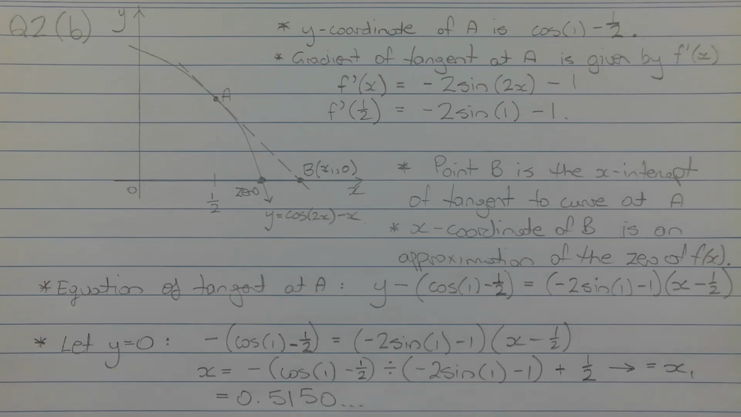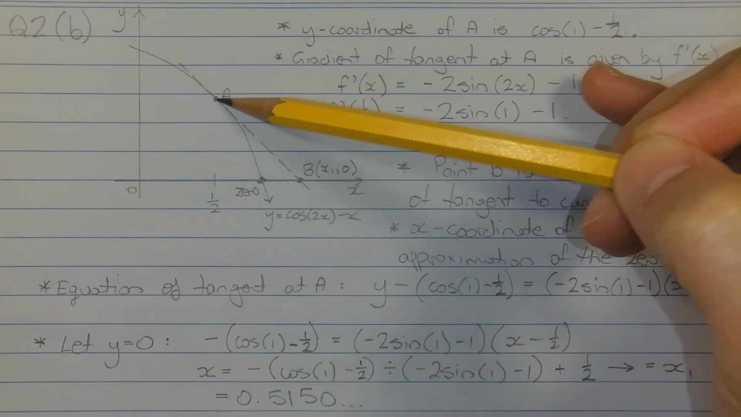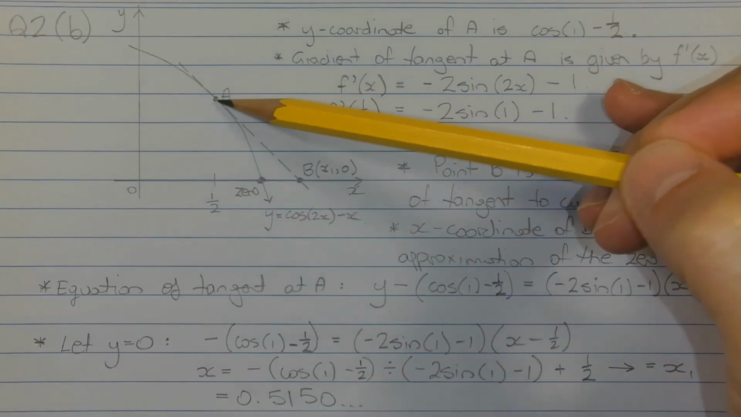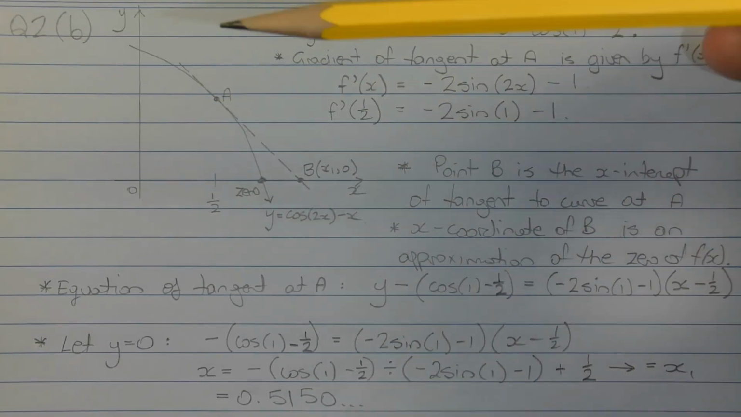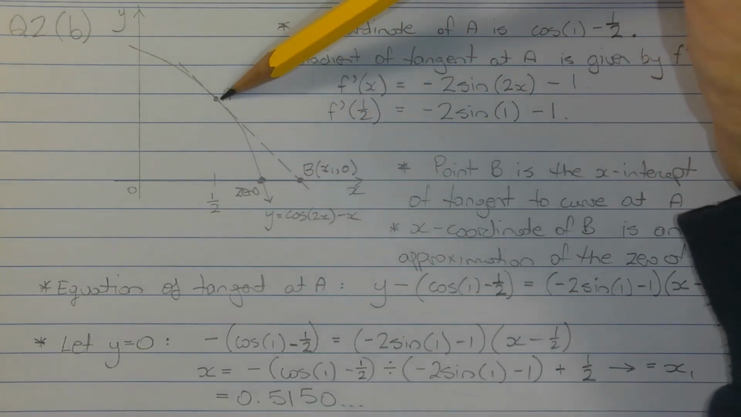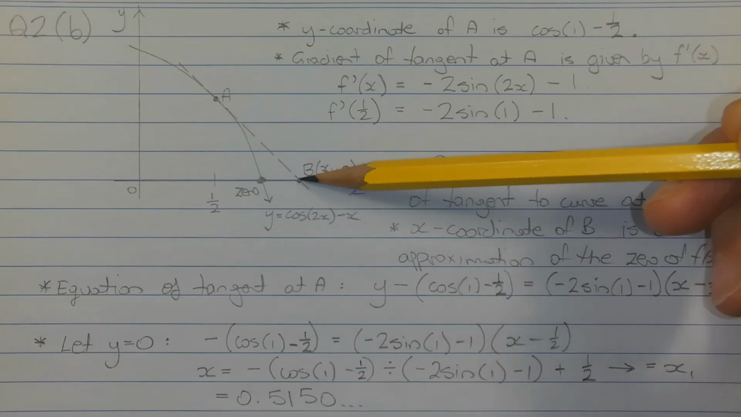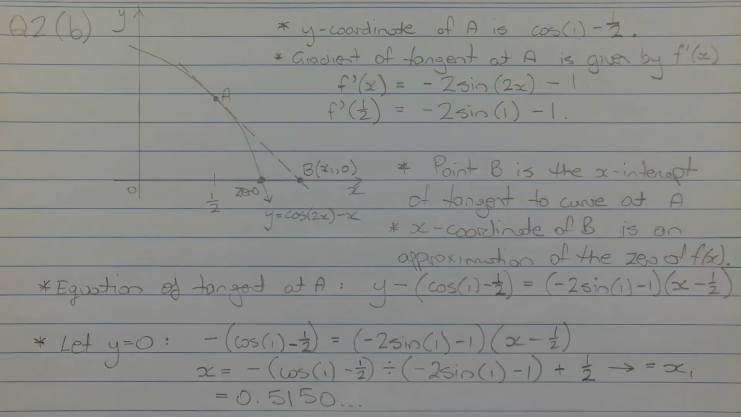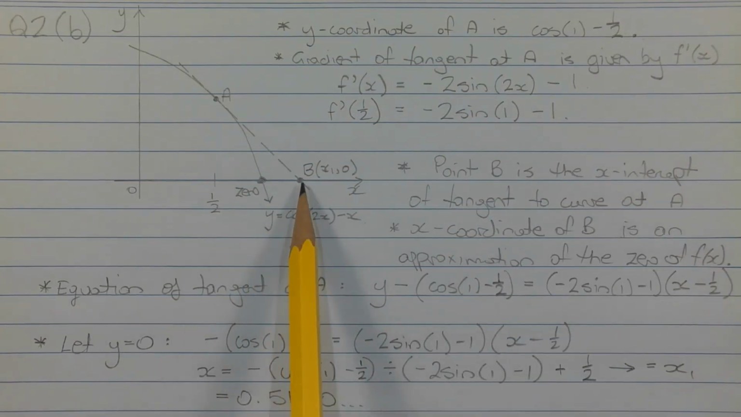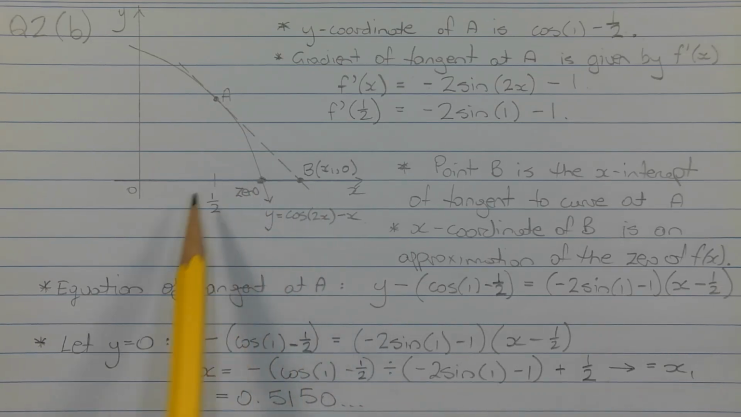The way we're going to do that is to locate the point on the curve where x is equal to 1 over 2, get the y coordinate at that point, and then draw the tangent to the curve at that point that we just found, and then find the x-intercept of that tangent. The x-intercept should be a better approximation to the 0 of f of x than the original value 1 over 2.